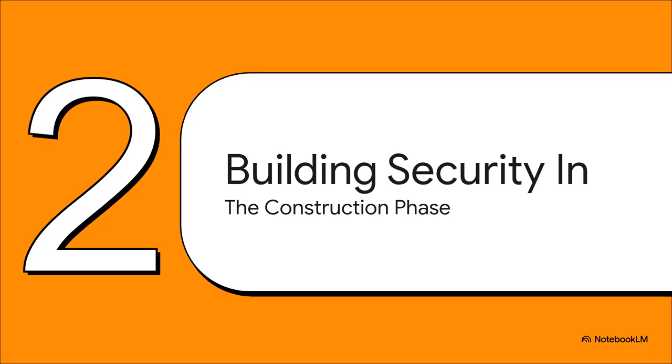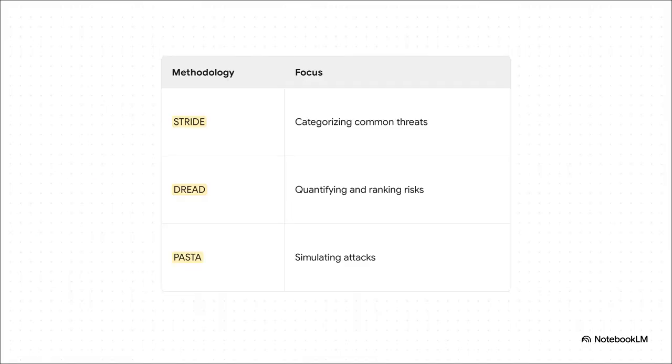Okay, so with our blueprint in hand, we are officially entering the construction phase. This is where the digital hammers and nails come out, and we start actually building the fortress itself, using really specific techniques to make it strong right from the get-go. Now, a huge part of this is something called threat modeling. It's basically a structured way to force yourself to think like a hacker before you've even built anything.